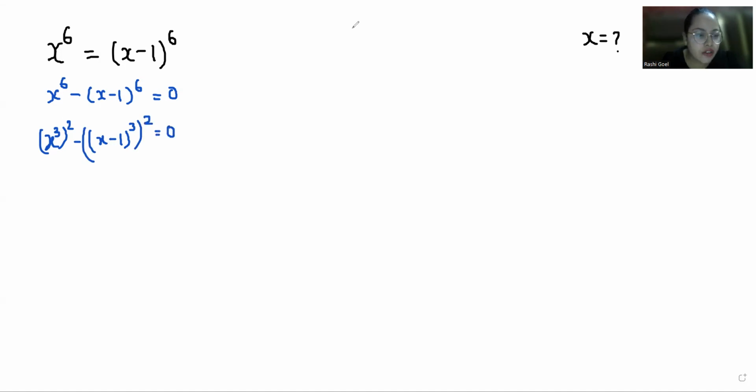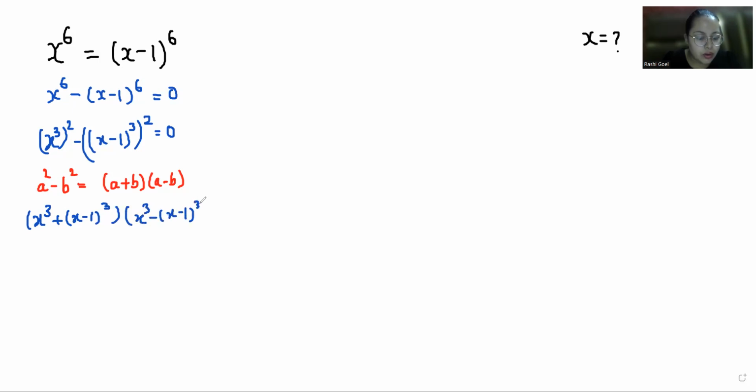Now, we can use a very famous identity, that is a square minus b square, which is equal to (a plus b) times (a minus b). So it becomes (x cube plus (x minus 1) whole cube) and (x cube minus (x minus 1) whole cube) is equal to 0.